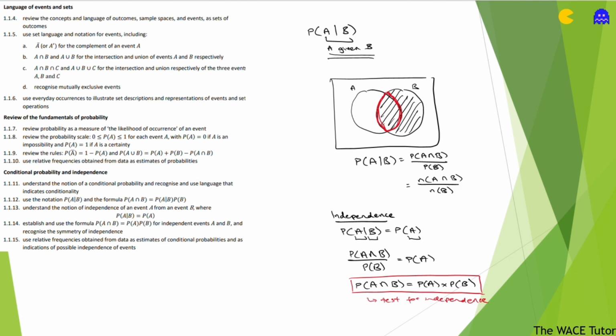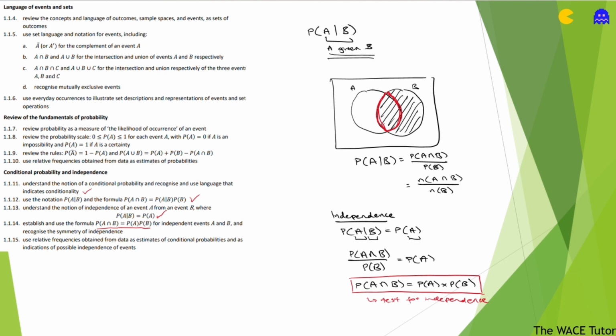So we have understood the notion of conditional probability, we've used the notation, we have understood the notion of independence, we have established this formula, and let's have a go at applying this.